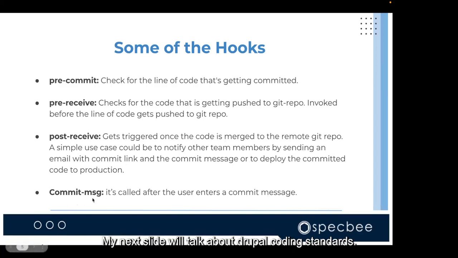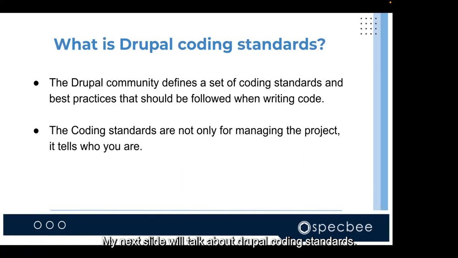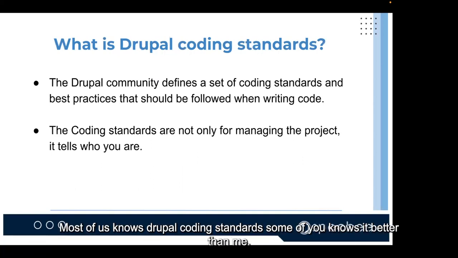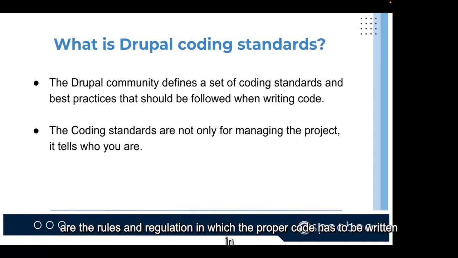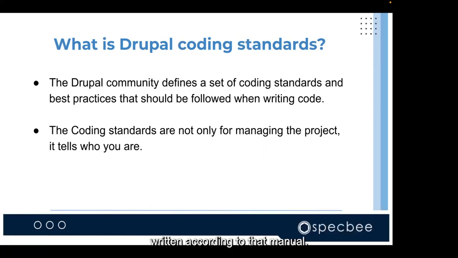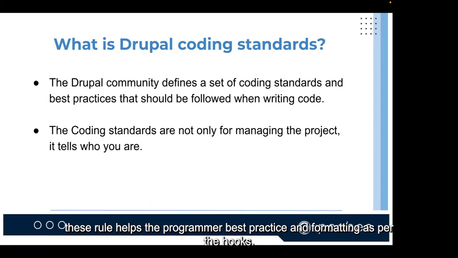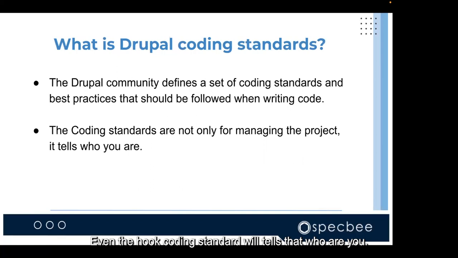My next slide talks about the Drupal coding standard. Most of us know the Drupal coding standard, and some of you know it better than me. Drupal coding standards are a set of rules and regulations according to which proper code is written. These rules lay out best practices and formatting for a programmer. A good coding standard shows how code looks and who wrote it. So this is some basic knowledge about the coding standard.